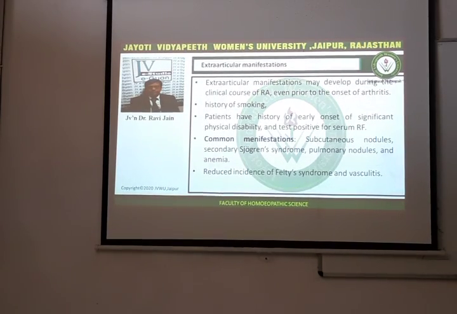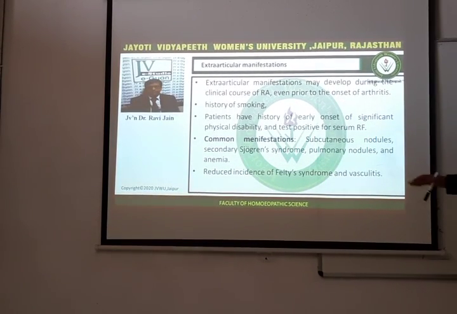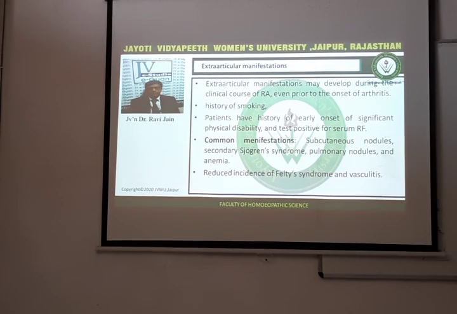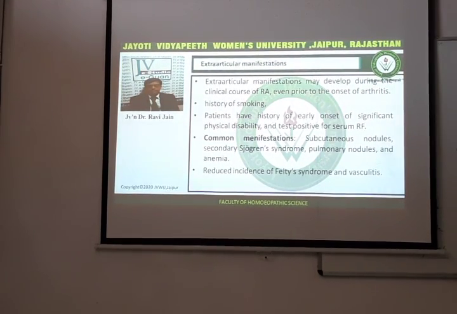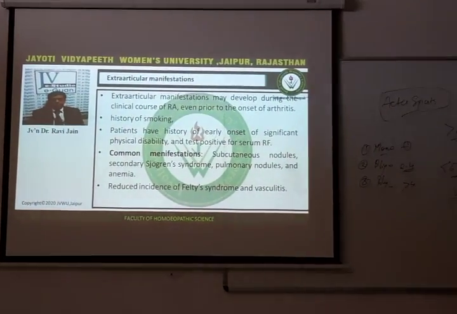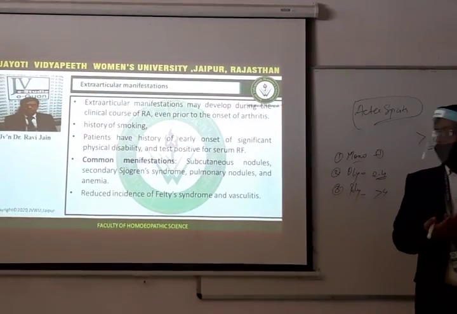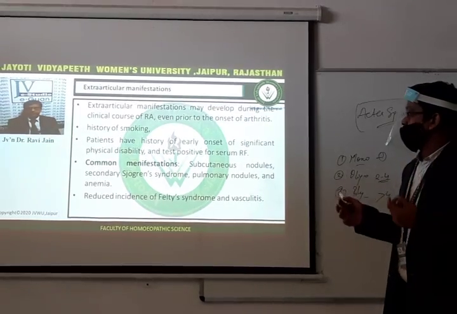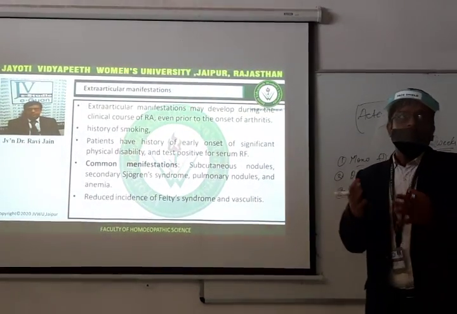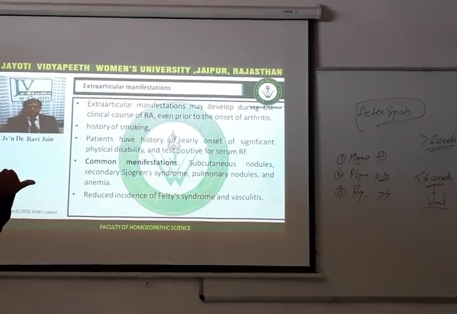What are the common manifestations of the disease? The common manifestations include subcutaneous nodules, which are present subcutaneously in the body. Secondly, Sjogren's syndrome, pulmonary nodules, and anemia. These are the common extra-articular manifestations in rheumatoid arthritis. There is reduced incidence of Flaherty syndrome and vasculitis. These are all related to the extra-articular manifestations of rheumatoid arthritis.